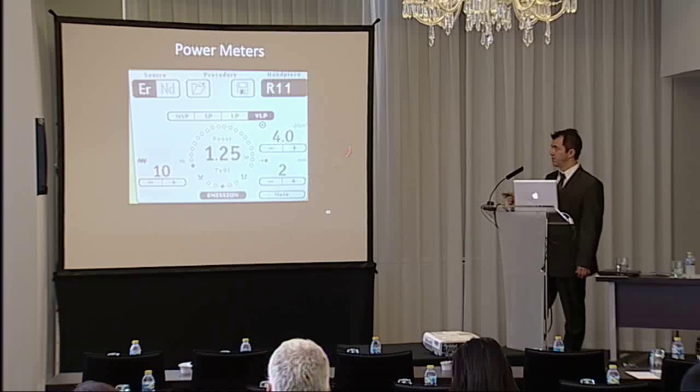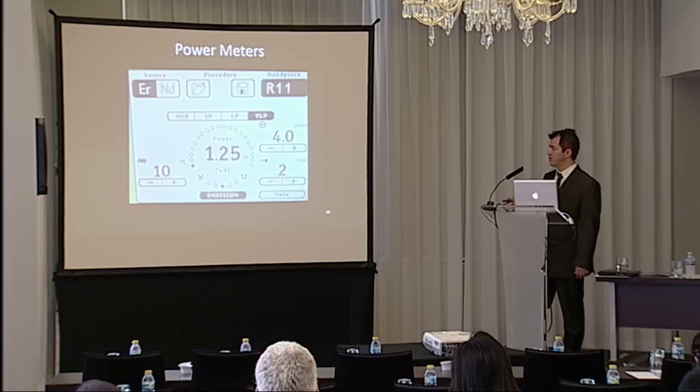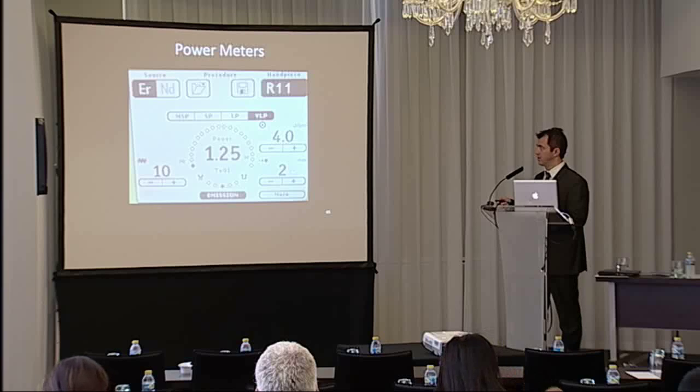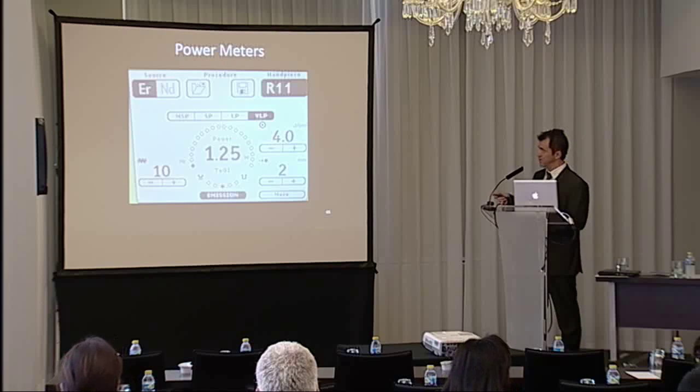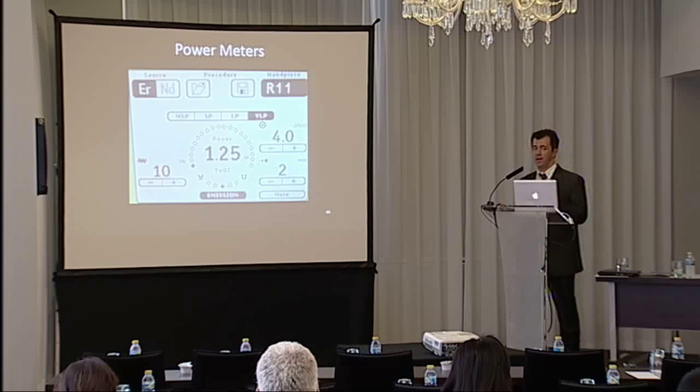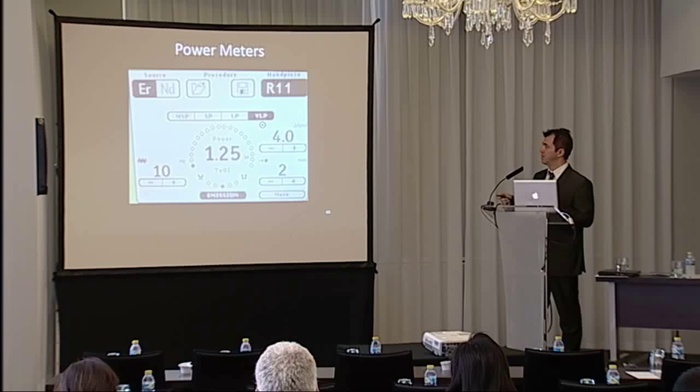This is the screen from the machine. This is the joule per square centimeter. Of course, you have to adjust the handpiece so that the spot is 2 square millimeters, so that it is 4 joule per square centimeter. And this is the hertz, or the frequency, not the frequency of the light, the wavelength. This is the frequency of the pulses. So it is 10 pulses per second. And this is the power, and these are the pulse durations. This is the handpiece. As I told you, it's erbium YAG and Nd:YAG laser.